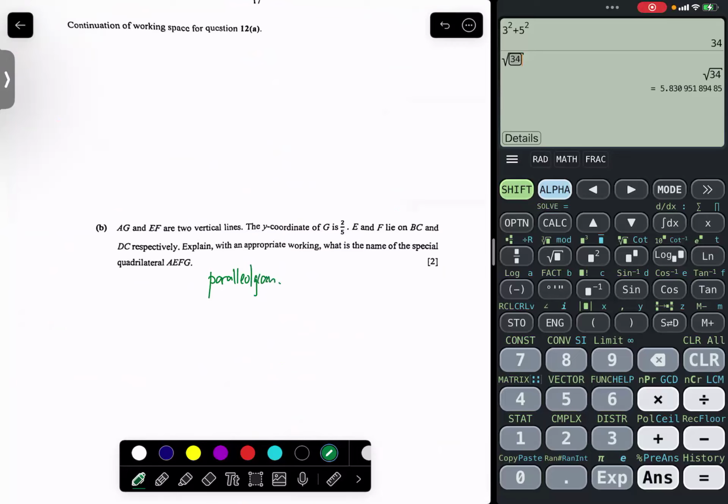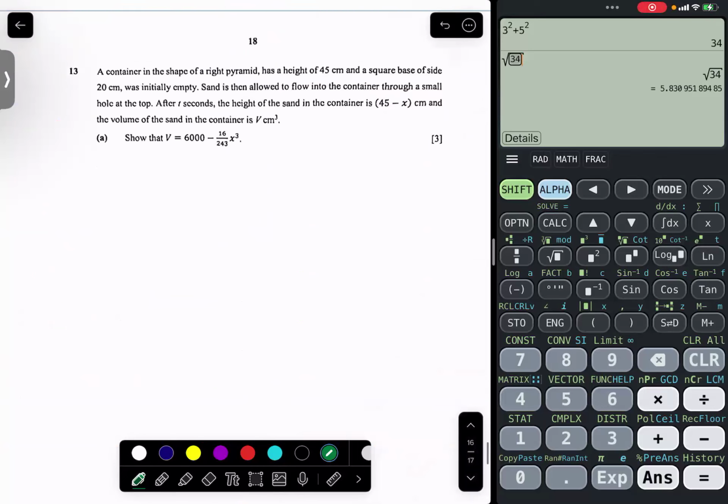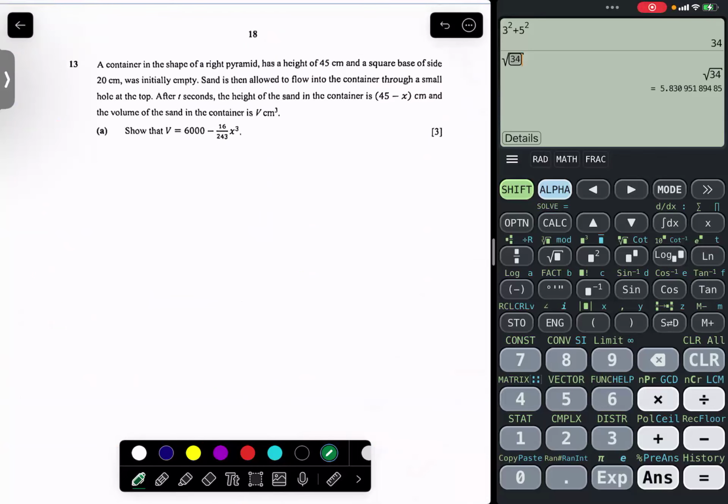So this question, I don't really like it, because it relies very heavily on vectors. I mean, I definitely can solve it without using vectors.